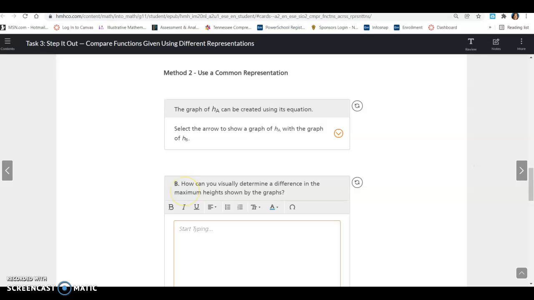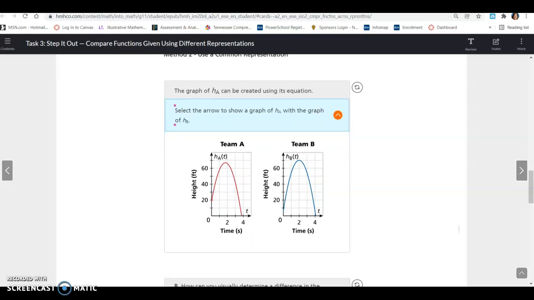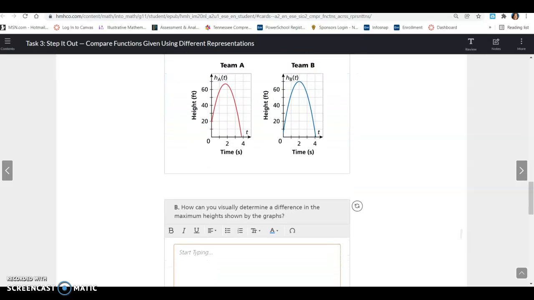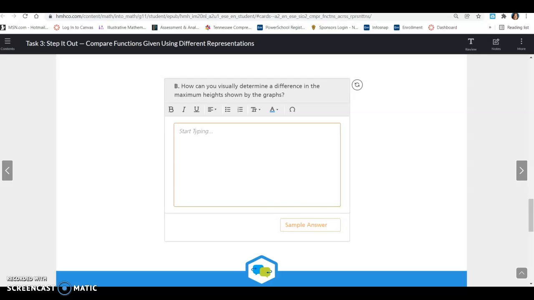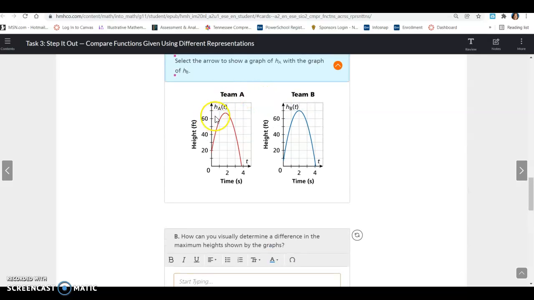All right, use a common representation. So if we want to look at a graph for each of these, this is what Team A's graph would look like. And you can see that it's just below 70, and this one actually goes up to right at 70. So even looking at a common representation, you can see that Team B has a greater height. So it says, can you visually determine a difference in the maximum height shown by the graph? And I'm going to say yes, you can, because this one is slightly lower than this one. If you're using the same scale, that's easy to see.